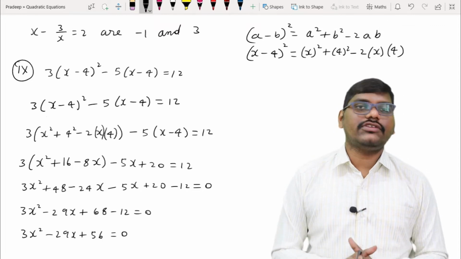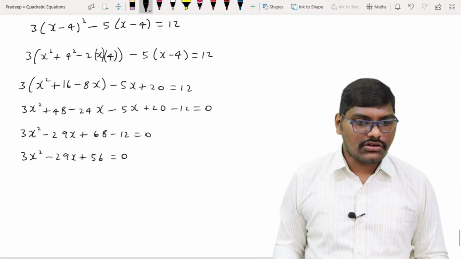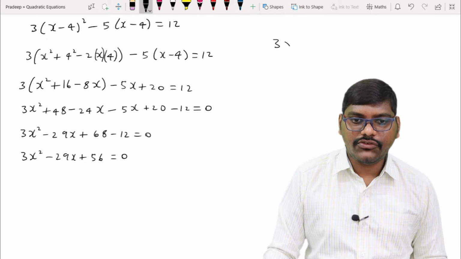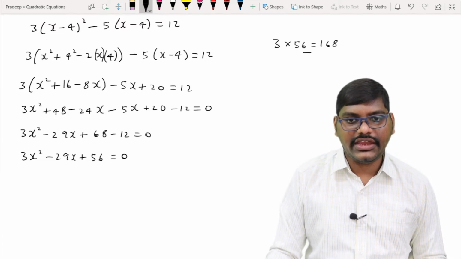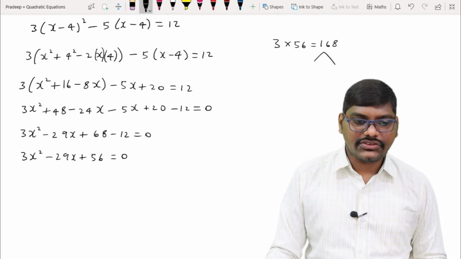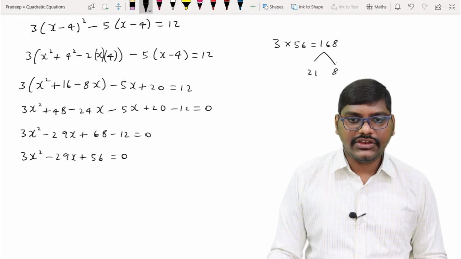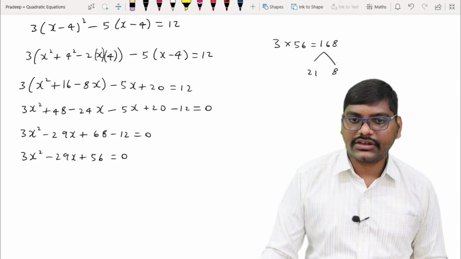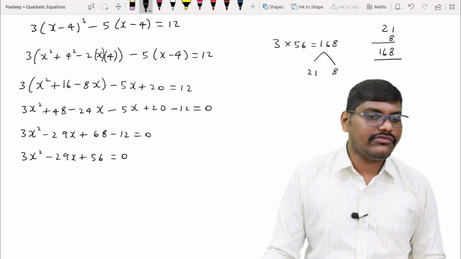So now we should find the factors for this particular quadratic equation which we got. Alright, so now I'll just do it. 3 into 56. 3 into 56 is nothing but 3 6 18, and 5 3 is 15 plus 1, that is 16. 168 we are getting. So multiples of 168, we can simply write 21 into 8, right? 8 ones is 8, 8 2 16, 168. Perfect. I'll do it here. 21 into 8, 8 ones 8, and 8 2 16, 168 we are getting.